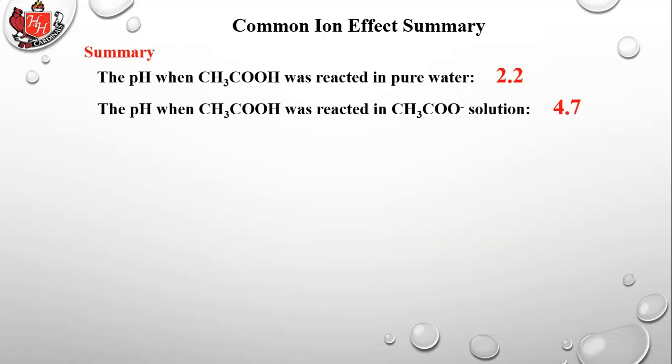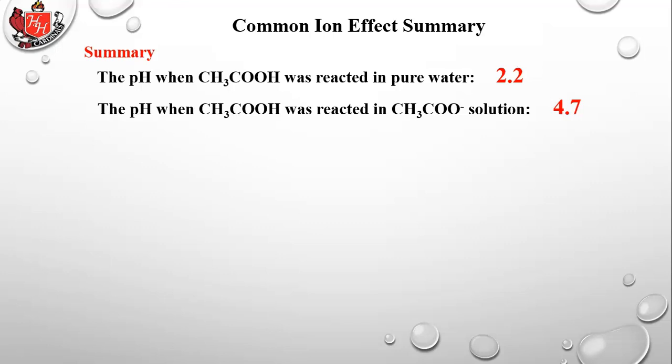So here's a summary. The pH of the acetic acid in pure water, which is what we did in the last lesson, was 2.2. You can go back to the last lesson and see that. We calculated a pH of 2.2. The pH in this problem, with the acetic acid reacting with some already existing acetate ion in solution, the common ion, is 4.7. So what does that higher pH number mean? It means that the solution is less acidic. Remember, higher pH means less acidic solution. Lower pH is more acidic solution.